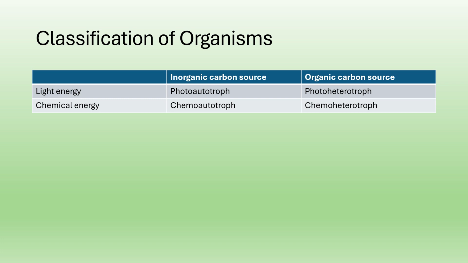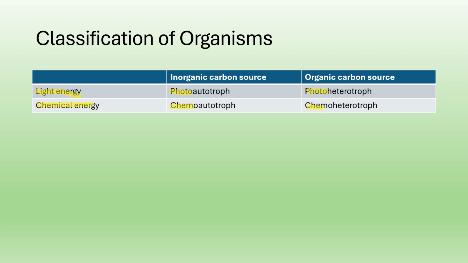Along with metabolism, we classify organisms multiple different ways. When looking at metabolism, we can classify organisms according to their energy source as well as their carbon source. If an organism gets its energy from light, taking that sunlight through photosynthesis, it is referred to as a phototroph. If it gets its energy not from sunlight but from breaking down chemicals, so it's using chemical energy as a source, it is known as a chemotroph.